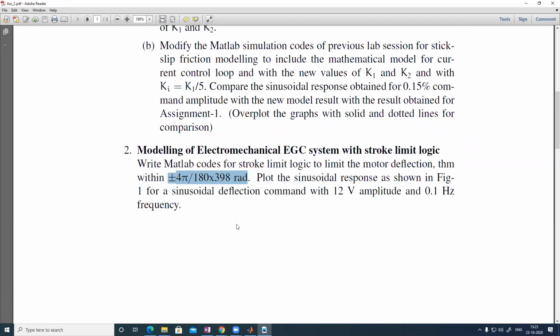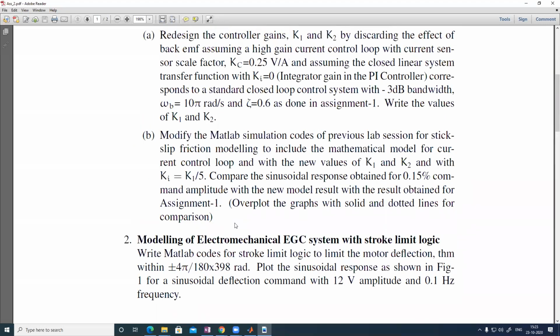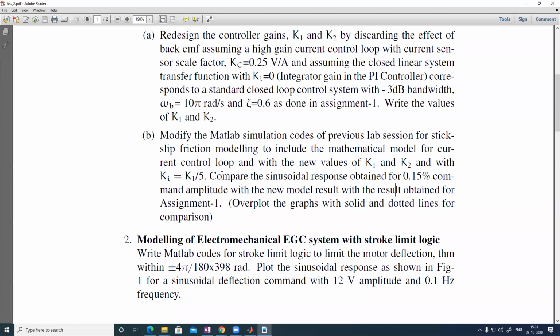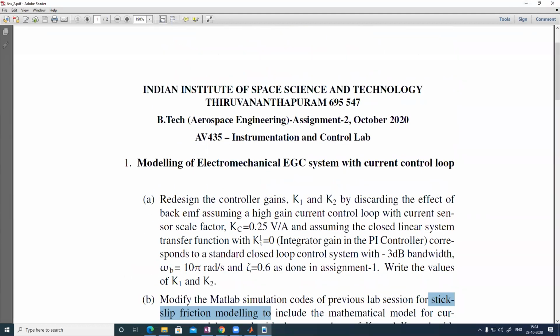So separately I should do it, right? Yeah. Okay, sir. So you have to use the previous code only. That is why we are sending that code also. This code we are also sending, the stick slip friction modeling. So that code you have to use for this one. So this I already submitted in the module.